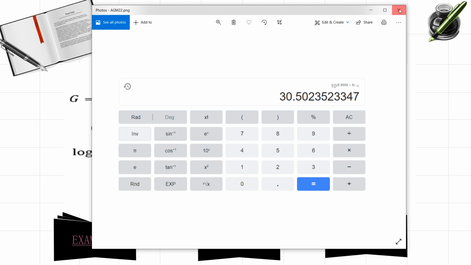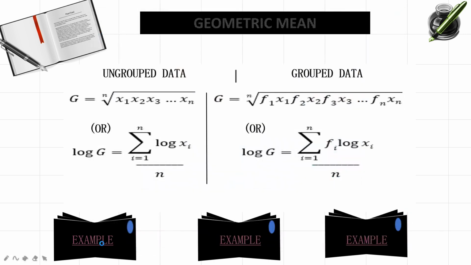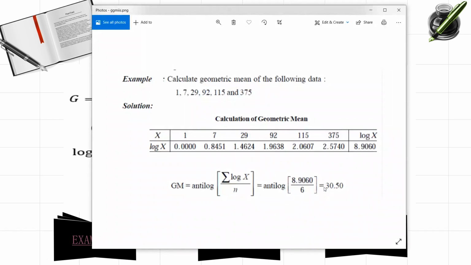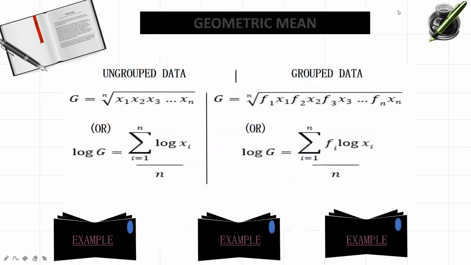Before example, let me show you once again. We got the same answer here. Just to make you understand, I took the same values. I hope you all understood now how to find out the geometric mean by using the logarithm formula. Let me show you now how to find out the geometric mean in case of discrete series.